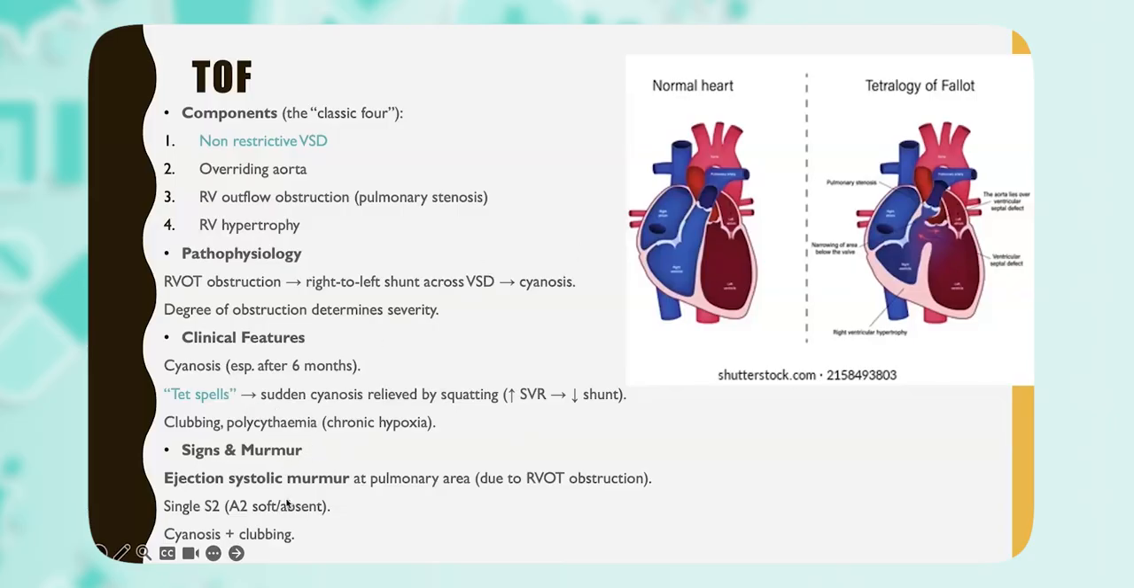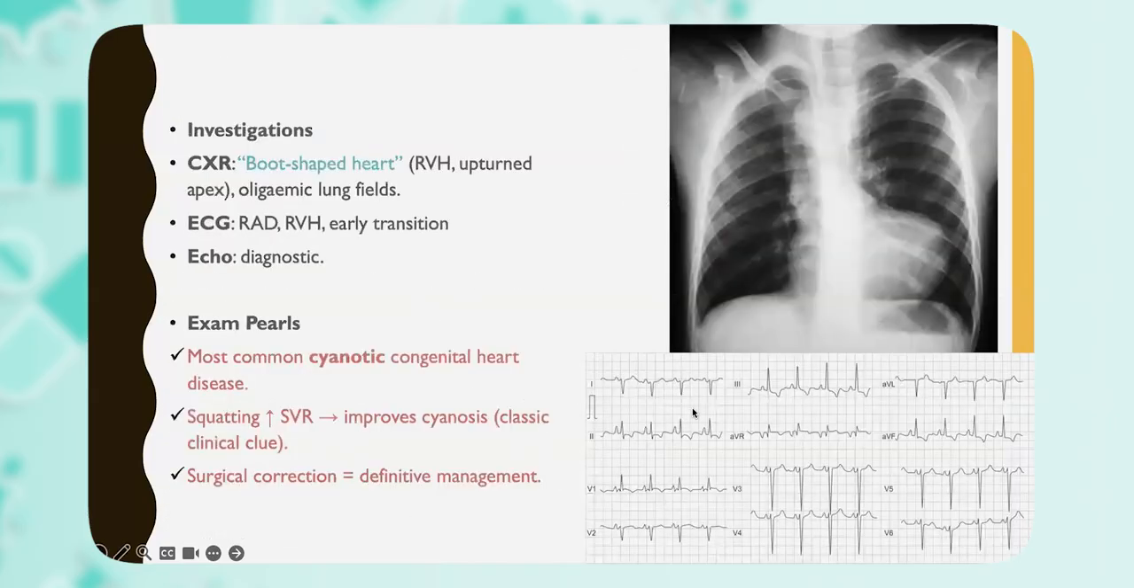Signs and murmur: an ejection systolic murmur is heard in the pulmonary area due to RVOT obstruction. Not due to the VSD, because the VSD is non-restrictive. There cannot be a formation of any murmur. There is a single S2 as A2 is soft or absent. There is cyanosis and clubbing.